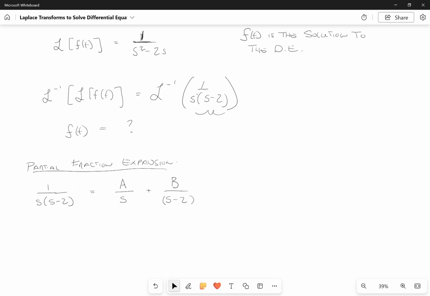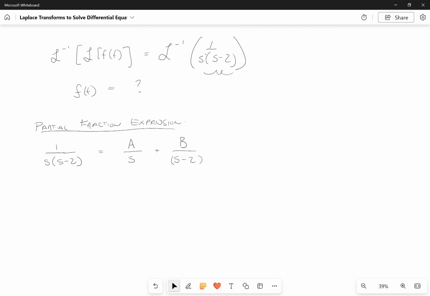Okay, so now what we need to do is we say, okay, we assume that this is the solution. What are A and B? What do A and B have to be in order for this to be true? Well, that's easy. What we'll do is we multiply both sides of this equation by s times s minus 2.